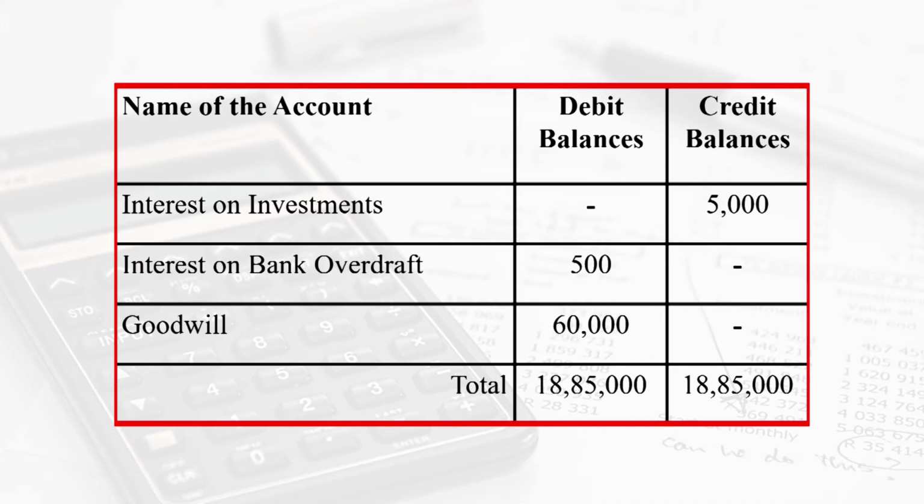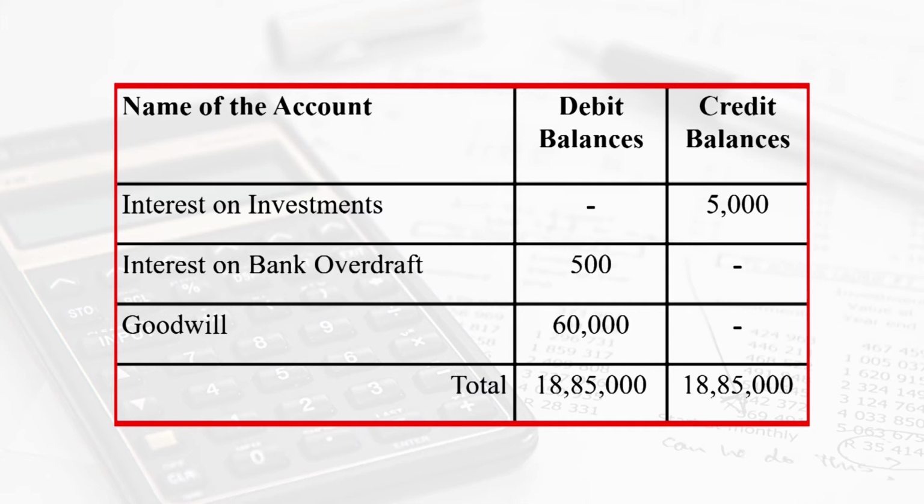Then the interest on bank overdraft. The interest on bank overdraft is an expense or loss for the business. Because the bank overdraft facilities we have taken from the bank, definitely the bank will charge some amount on account of providing such facilities to the business. Therefore if we are paying on account of availing some facilities, it becomes an expense, and therefore it must have a debit balance of rupees 500 shown under the head debit balances.